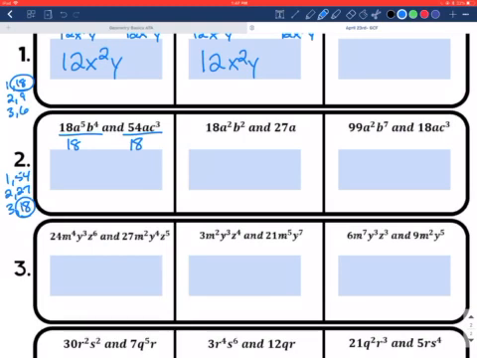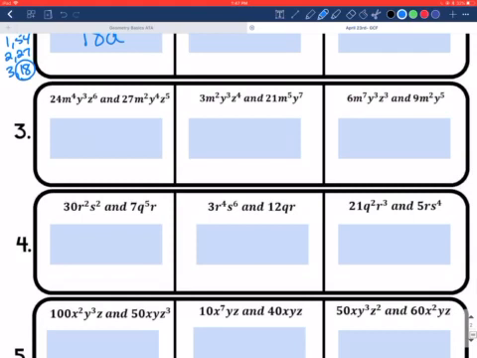So 18. And then a. We do have an a in both terms, and the lowest one is a to the first, so we're just going to leave it as a. We do not have a b in both terms, so I can't take out a b. We also don't have a c in both terms, so we can't take out a c. So here, our example, our greatest common factor is 18a, and that is it. There's nothing else you can take away from that.